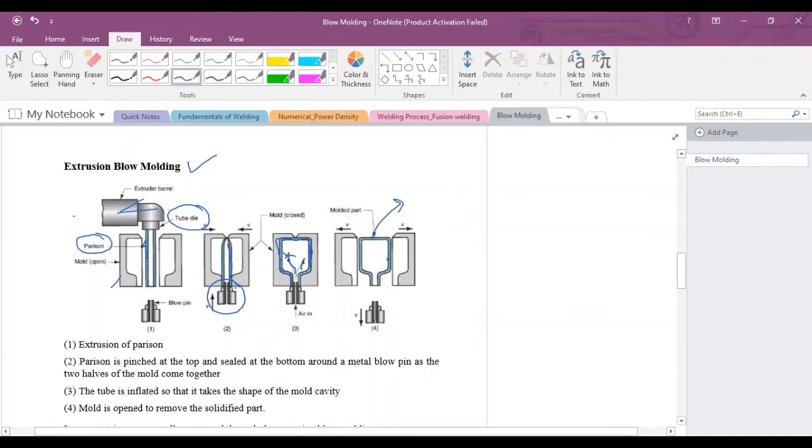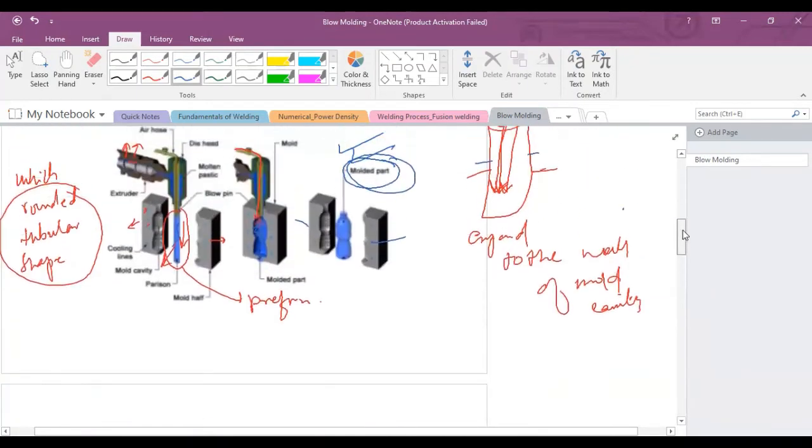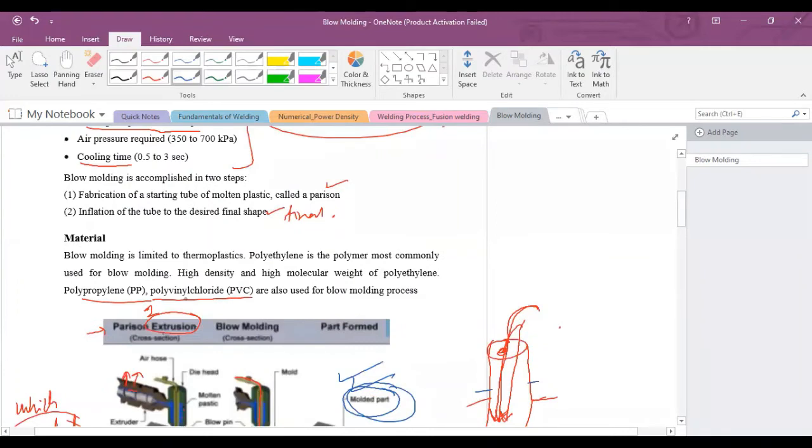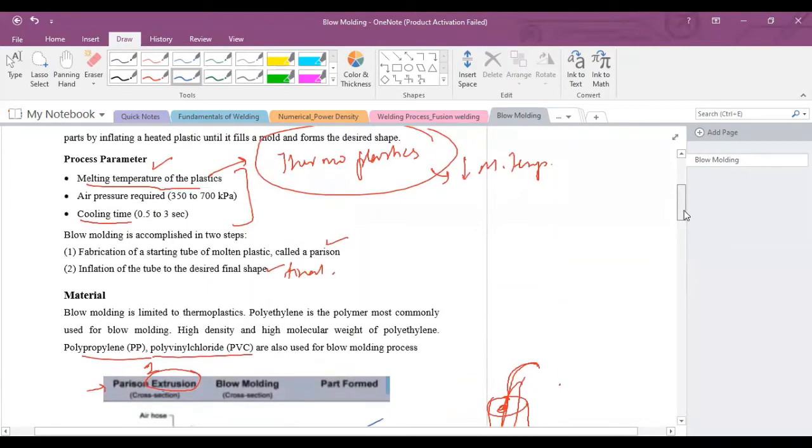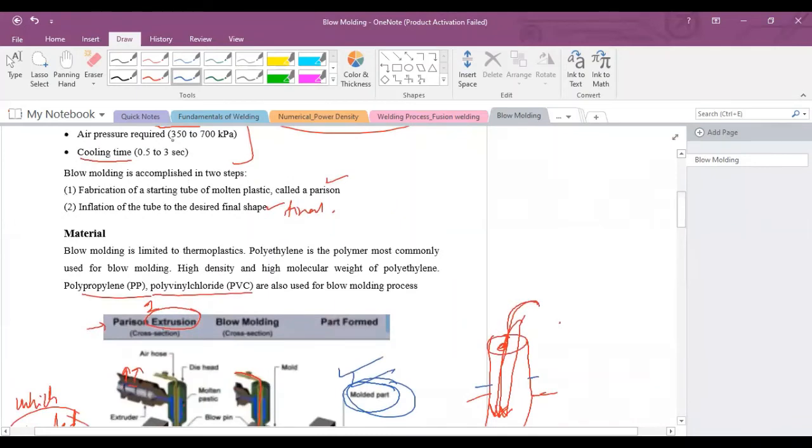It depends upon the plastic type, what kind of plastic we are using, and the plastic pressure. Plastic pressure is normally 200. I have told you polyvinyl chloride has a plastic pressure of 200 kilopascal. Normally the range is 350 to 700 kilopascal, but polyvinyl chloride requires low temperature and low pressure.